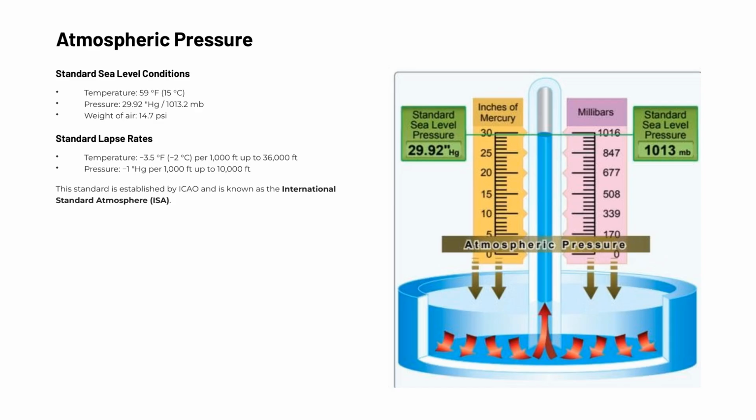These values aren't arbitrary. They form the basis of the International Standard Atmosphere, or ISA, established by the International Civil Aviation Organization, known as ICAO. The ISA gives pilots, engineers, and air traffic controllers a common reference point for calculating aircraft performance, calibrating instruments, and ensuring consistency across aviation worldwide. Keep in mind that real-world atmospheric conditions will often differ from these standards, and understanding that difference is essential for accurate performance planning.